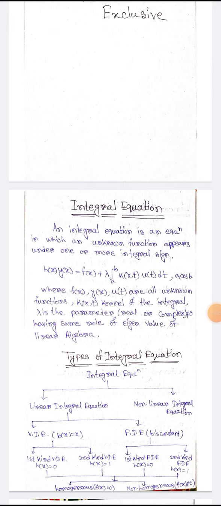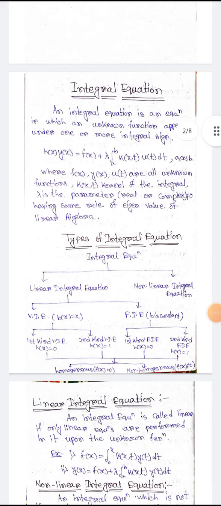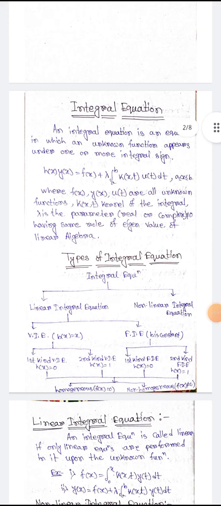That is, h(x) y(x) equals f(x) plus lambda integral from a to b of k(x,t) u(t) dt, where a is less than or equal to x, less than or equal to b. Where f(x), y(x), u(t) are all unknown functions, k(x,t) is the kernel of the integral, and lambda is the parameter. It may be real or complex and not equal to 0, having the same role as the eigenvalue in linear algebra.